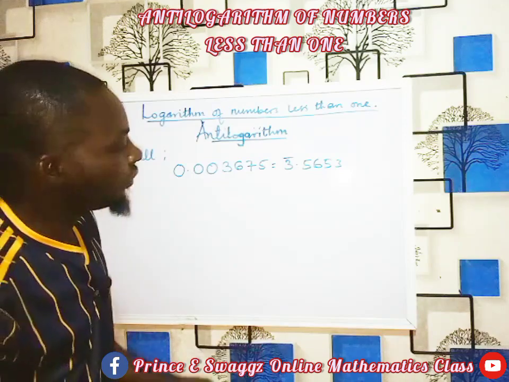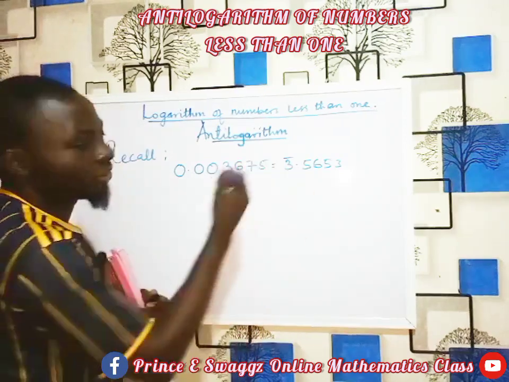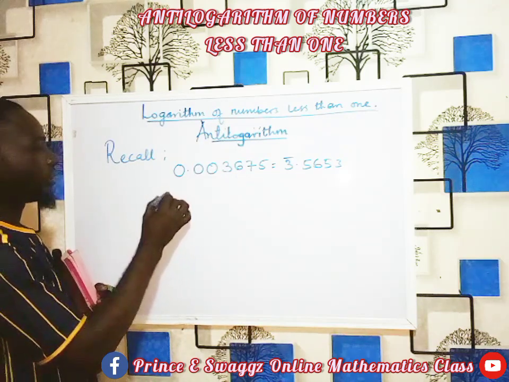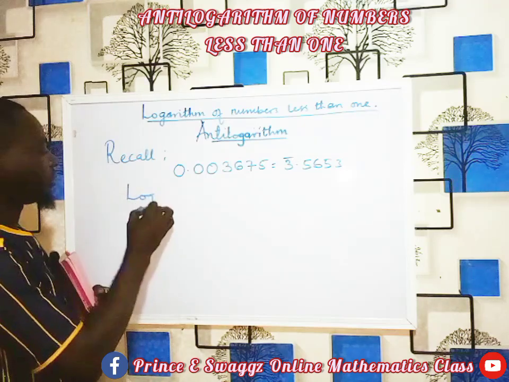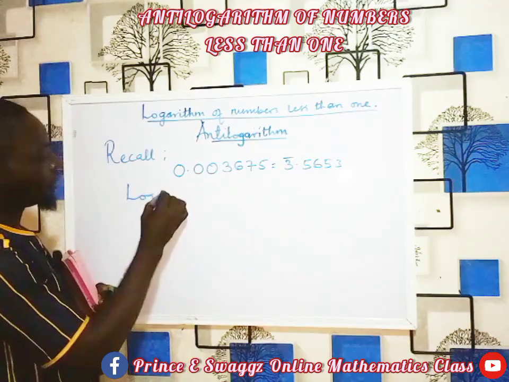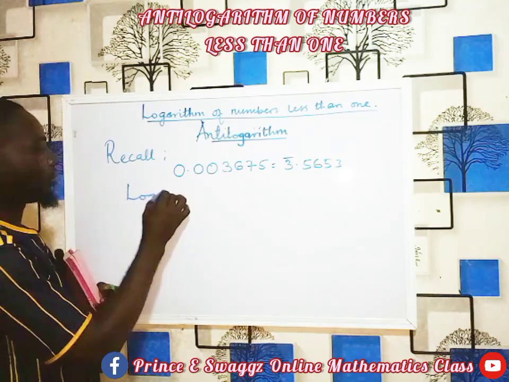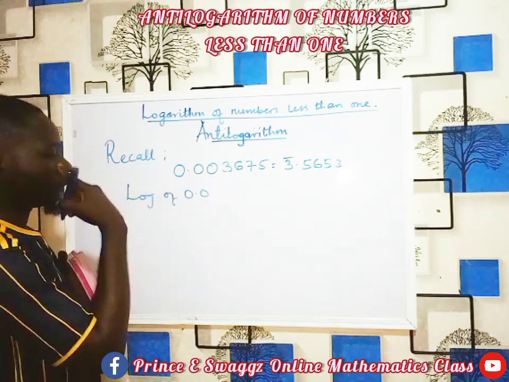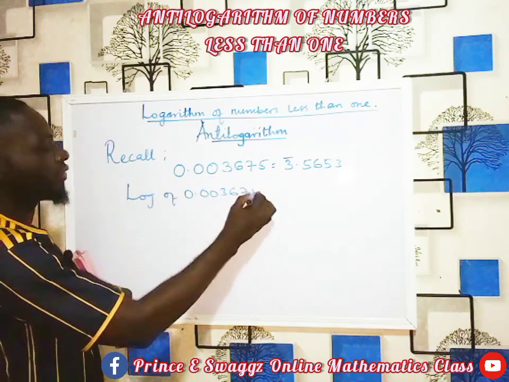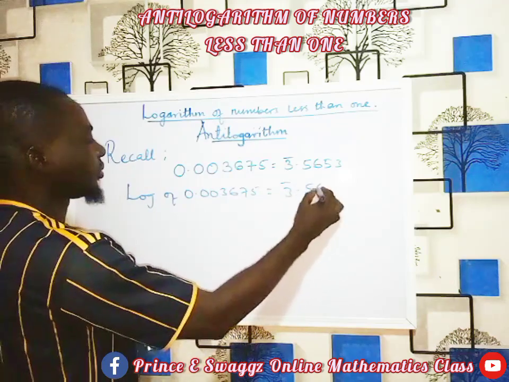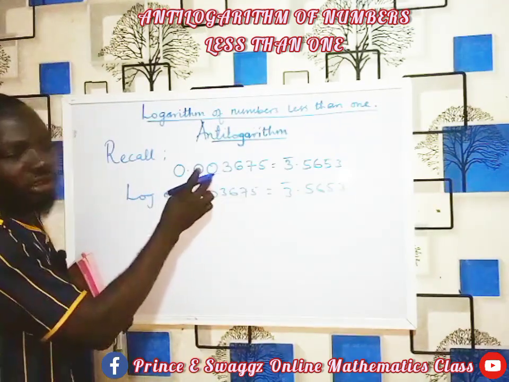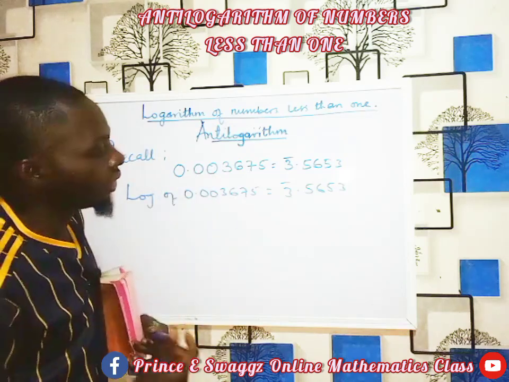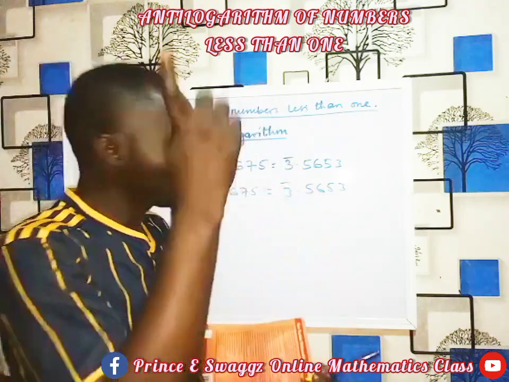Now, if you are given this, that is, the logarithm of 0.003675 is this. Now we want to get this value back. How do you get this value back? You are going to find the antilog.